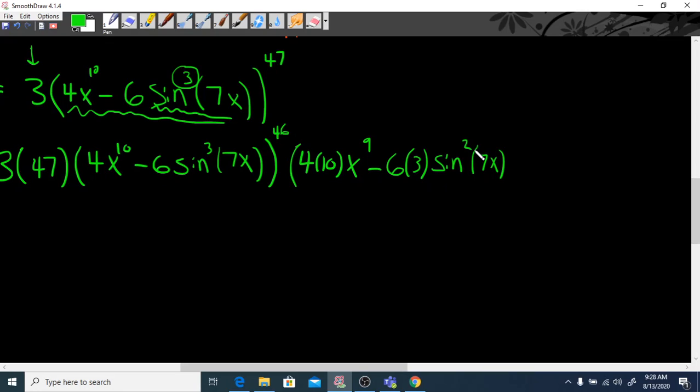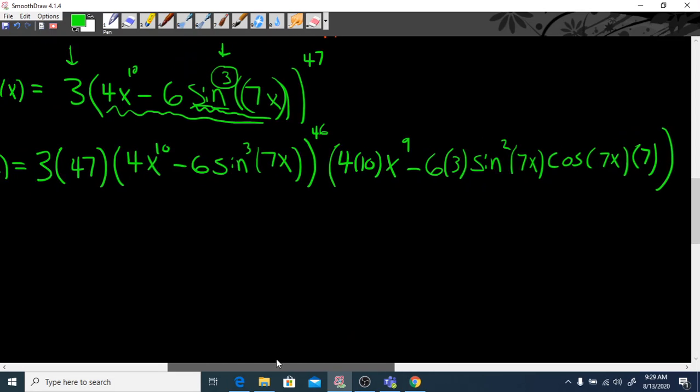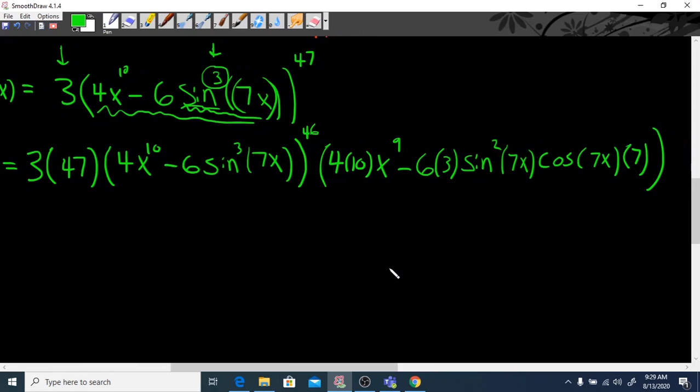Derivative of sine is cosine. Keep the inside the same. And then, okay, good. So power, handled. Sine, handled. Now we move inside again. Derivative of 7x, good old 7. Okay. And I'm just going to double check and make sure that I didn't make any silly mistakes. 4 times 10x to the power 9 minus 6 times 3 sine squared 7x cosine 7x. Looking good. Okay. Awesome.